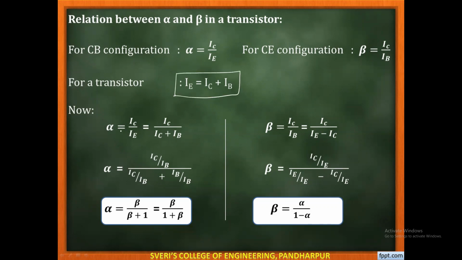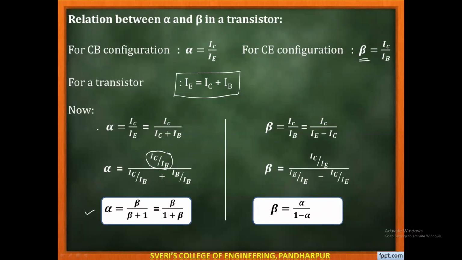Now we know that alpha is nothing but IC upon IE, and that IE is nothing but IC plus IB. So if I divide numerator and denominator by IB, then IC upon IB divided by IC upon IB plus IB upon IB. But this ratio IC upon IB is nothing but beta. So alpha is equal to beta upon 1 plus beta, or beta plus 1, nothing but the same thing. So this is the relation of alpha in terms of beta.